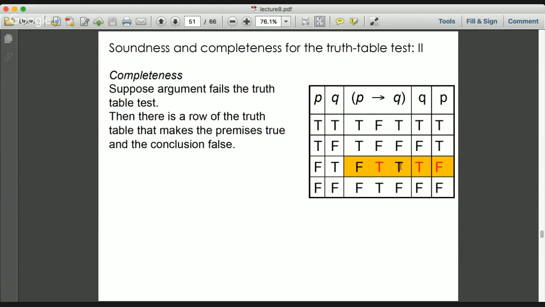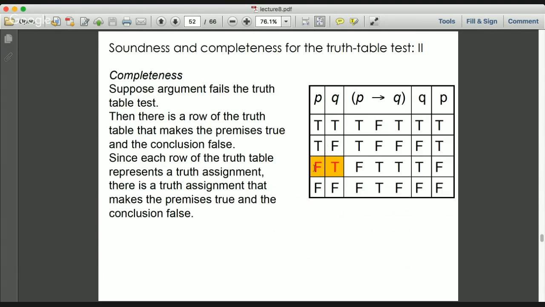Now we do have a row of the truth table where the premises are true and the conclusion is false. Everyone can see that that is an instance where the premises are true and the conclusion is false. So obviously it's not the case that if the premises of this argument are true, then the conclusion is true. Since each row is a possible truth assignment, and there is a row where the premises are true and the conclusion is false, there is a way in which the premises can be true and the conclusion false.